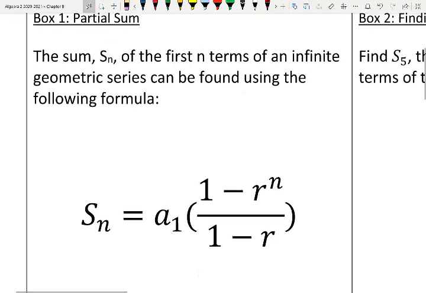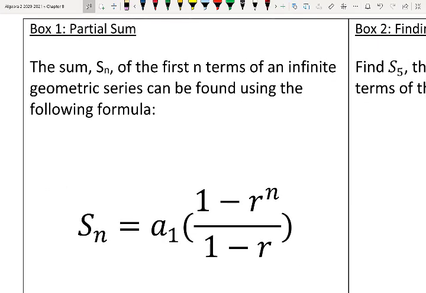Looking here in box 1, when we're dealing with an infinite geometric series, that means my terms don't end. It continues on into infinity. As we talked about in 8.3 last week, we can't find the sum of an infinite series. It has to be finite, meaning there has to be an end to it. Otherwise, it just keeps getting bigger and bigger, so we can't find the sum of it. What we can do, however, if it's an infinite geometric series, is find something called a partial sum, which is basically just looking at a part. It's a sum of the first part of the series.